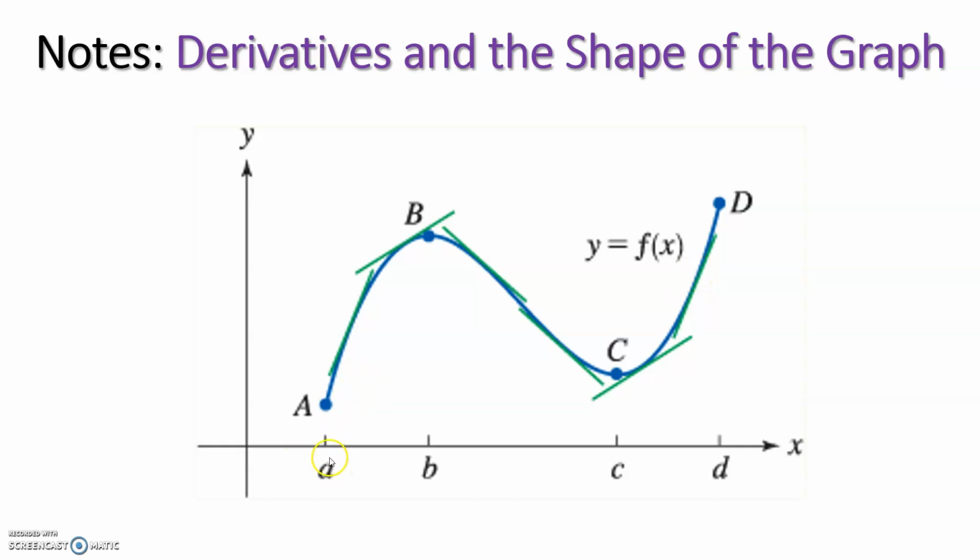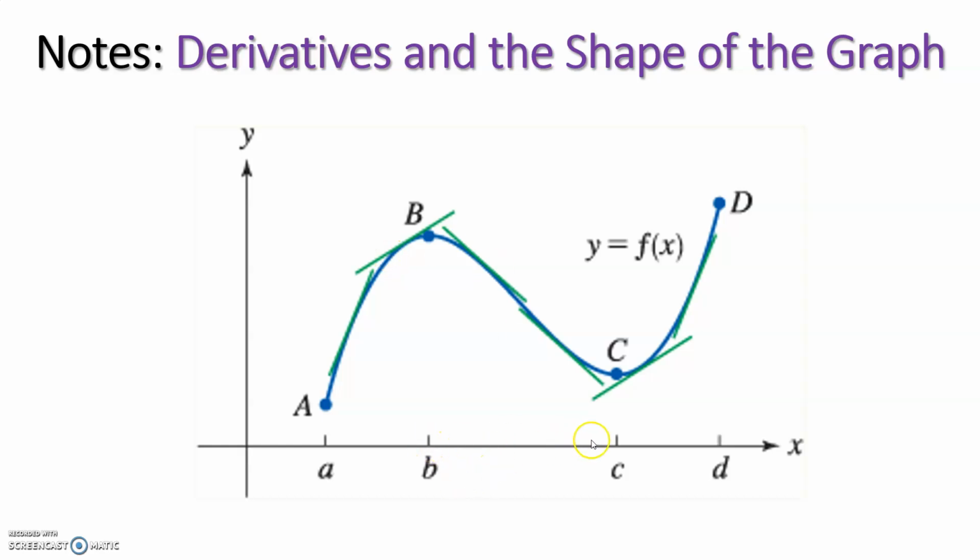We can see that from the points A to B, all of the tangent lines are above the curve and they have positive slope. So we would say then that from A to B, the derivative is positive. And we can see that the curve f from A to B is increasing. So we could say then that when our original function is increasing, the derivative is positive.